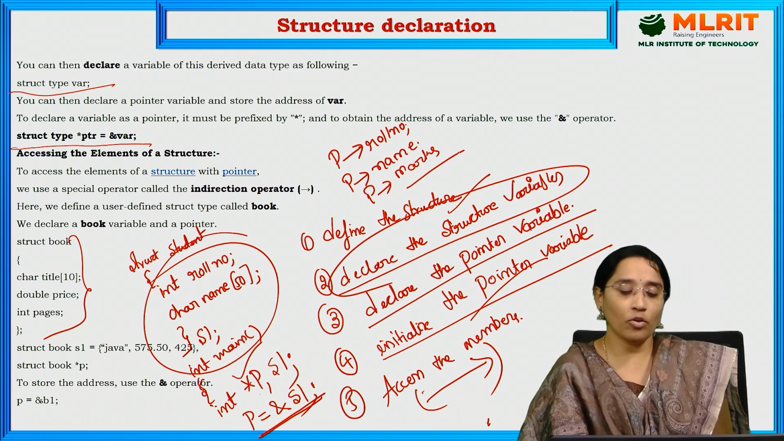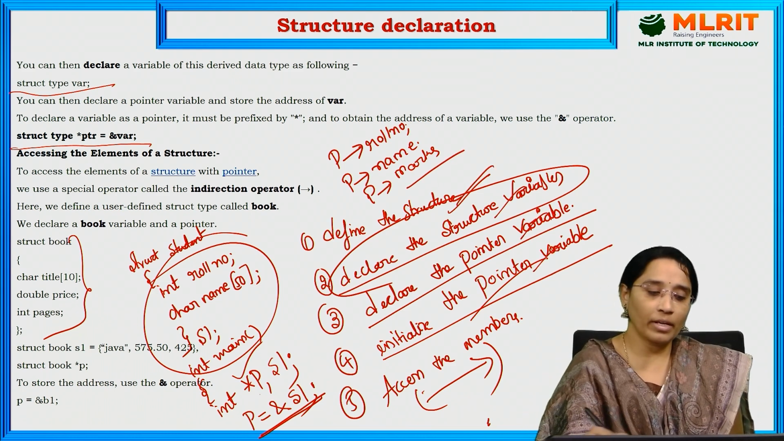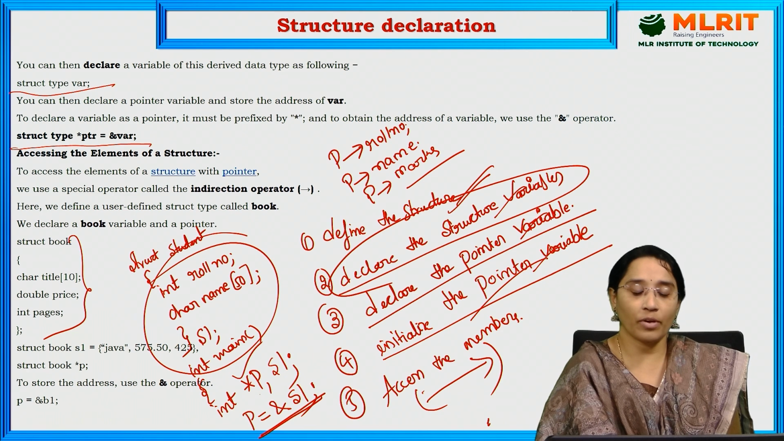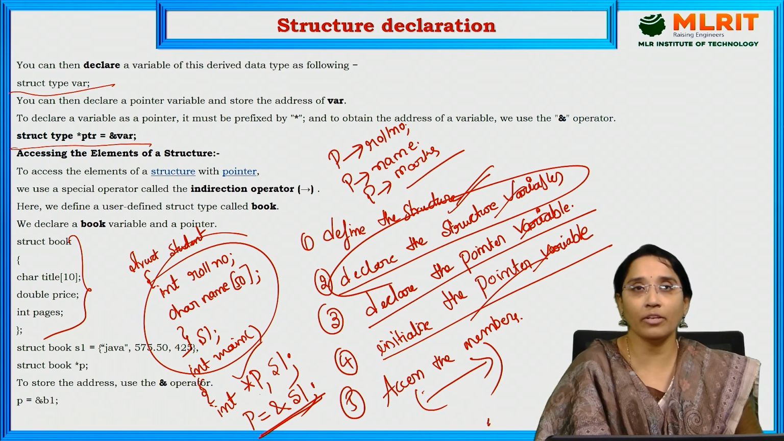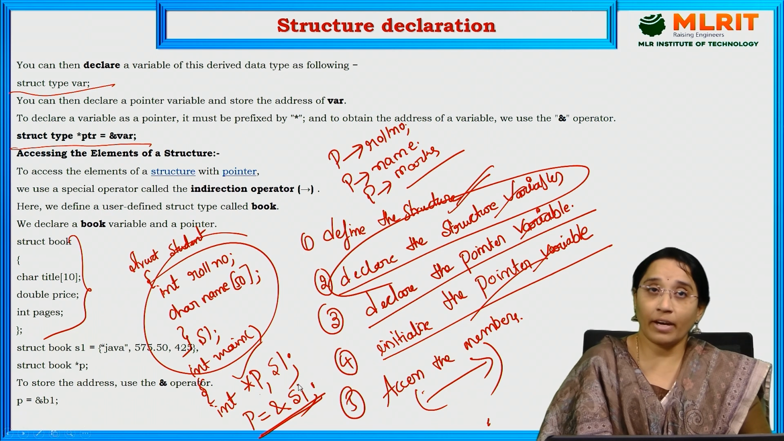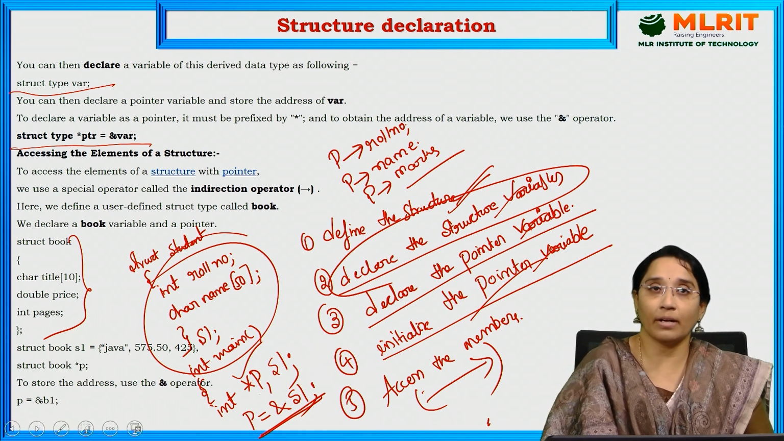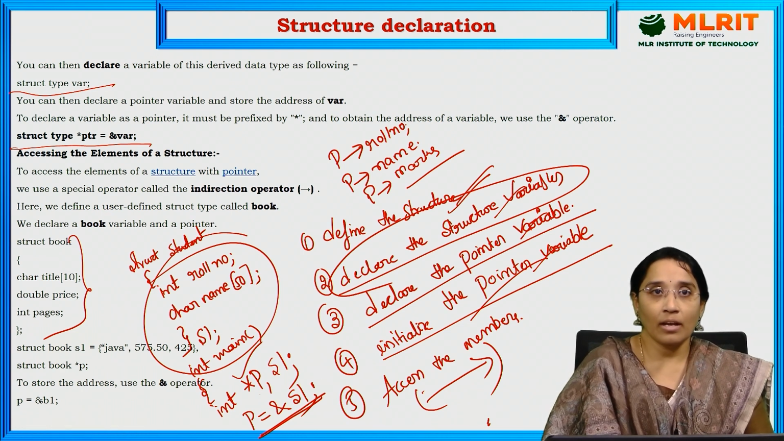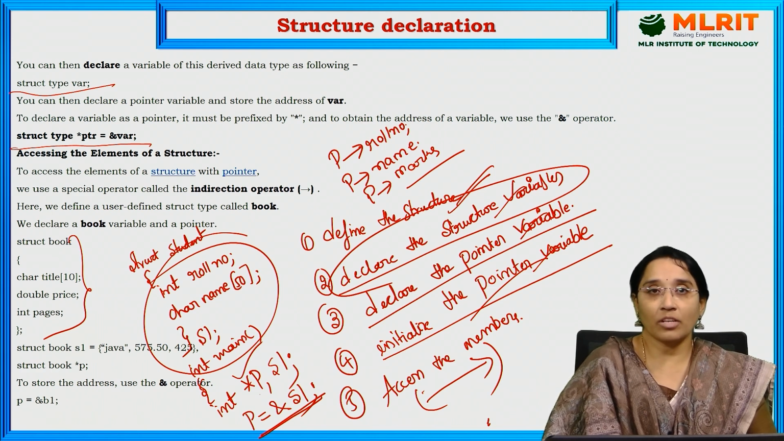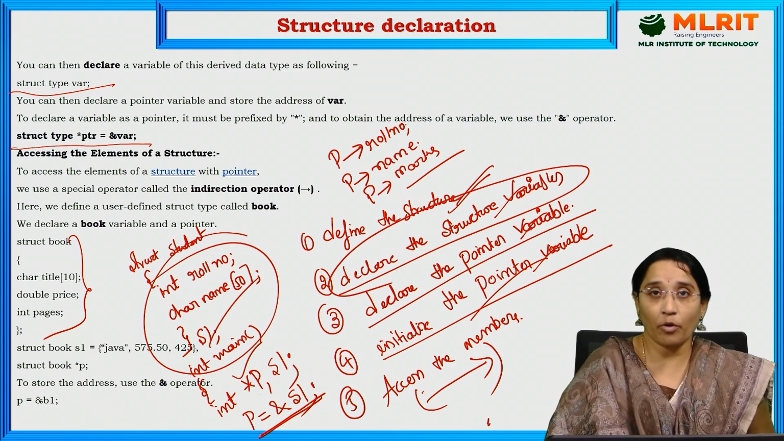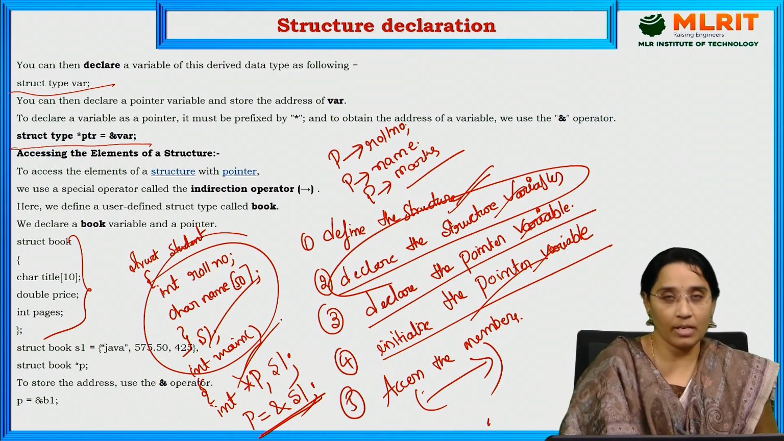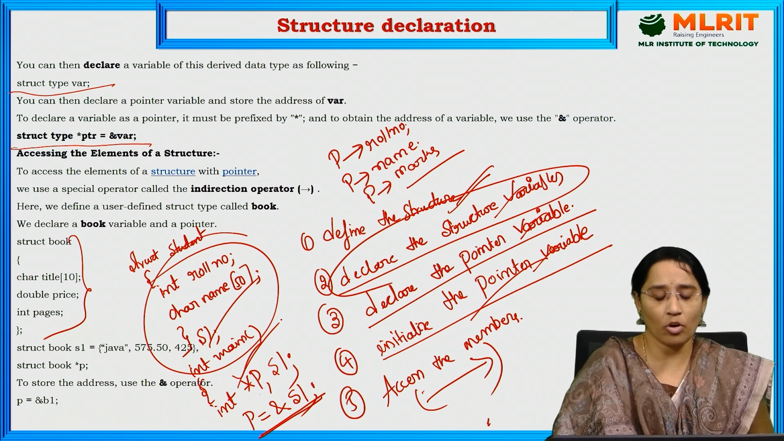So if you follow these points, it's very easy to declare a pointer to a structure, and how to access the members of the structure will be clear. First, you have to define your structure. After defining the structure it's not completed, because it's just a template. We need structure variables, because only with structure variables will memory be allocated. So I have declared the structure variables, then declare the pointer variable.